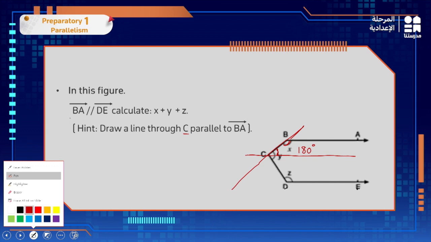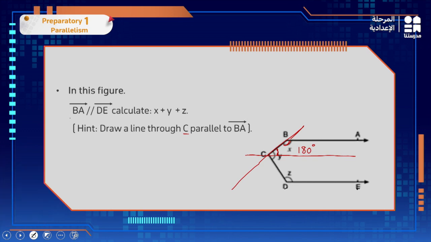Now let's take the blue. What about Z? This Z and this one. They are parallel lines, and the transversal is this line. So this Z is equal to this part. Not equal, they are supplementary, they are interior. So the sum is 180 degrees. So here we have 180 degrees and then 180 degrees. So the sum of the three angles, x plus y plus z, is equal to 360 degrees.